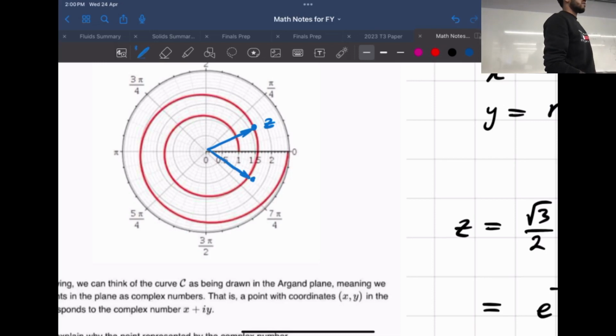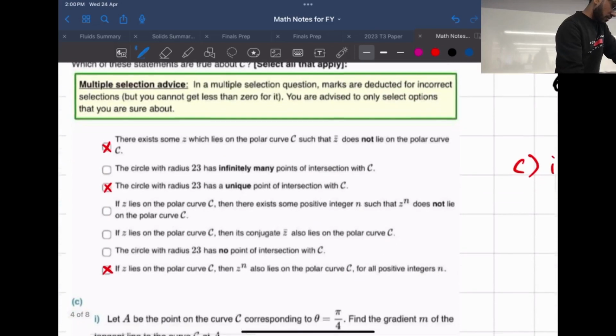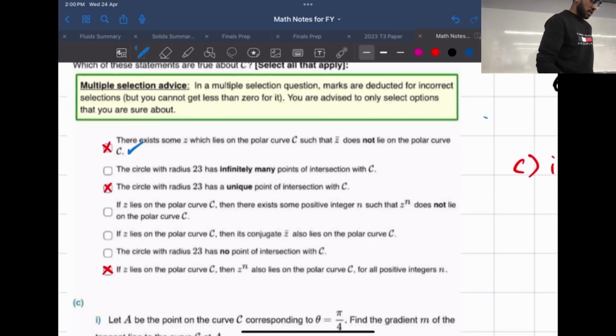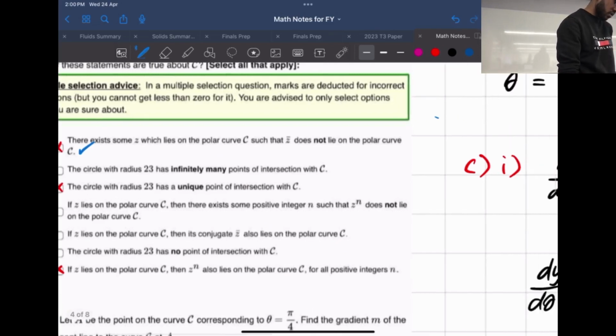Does this lie on the curve? Yes or no? Does z conjugate lie on the curve? No, right? So this has to be true. Okay.